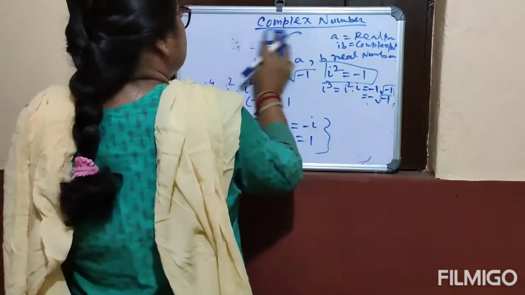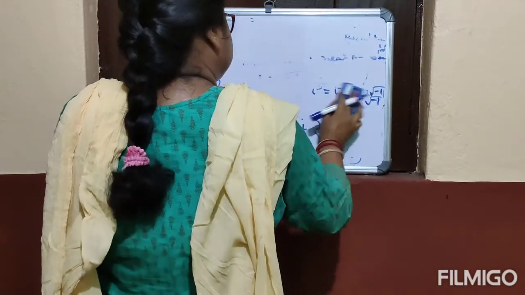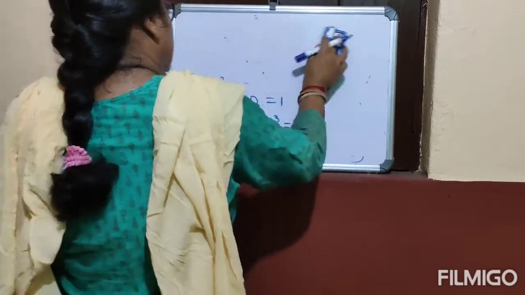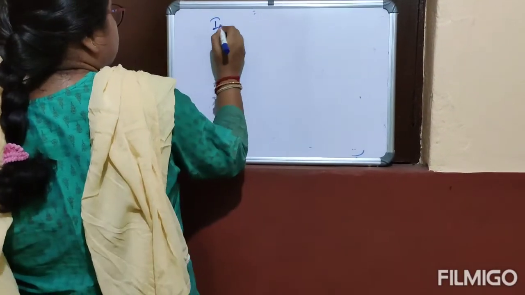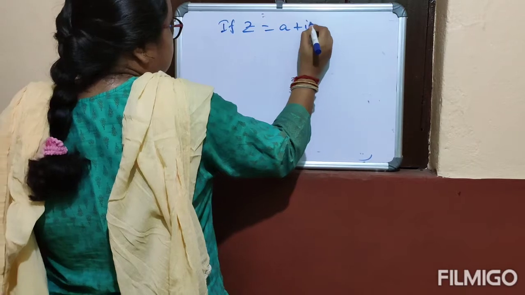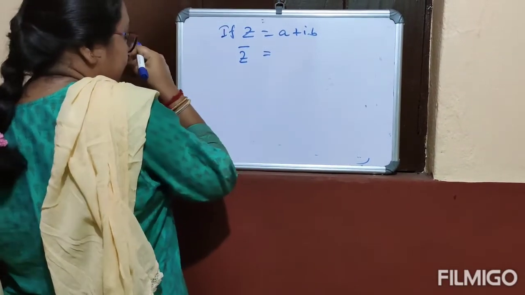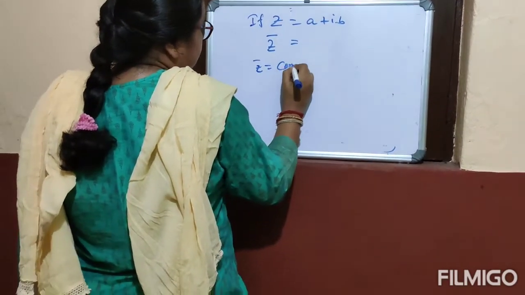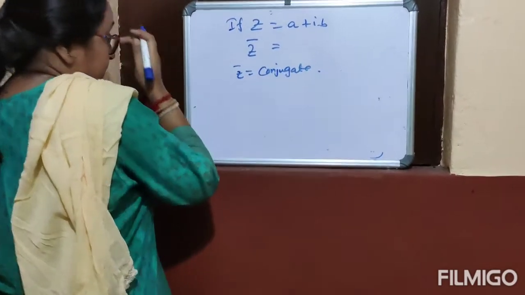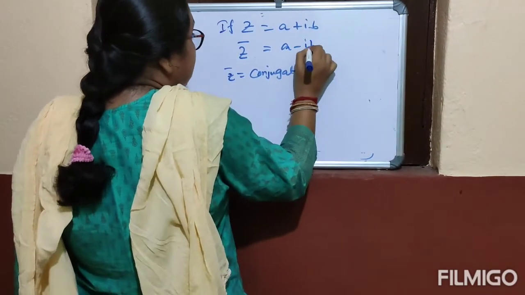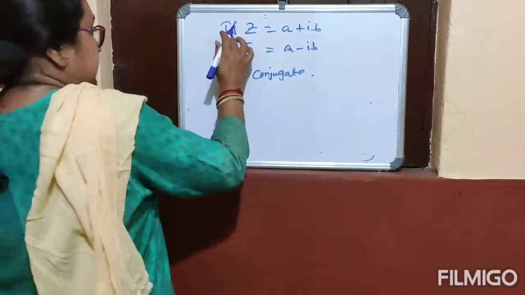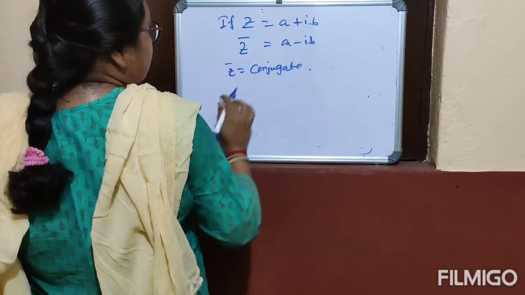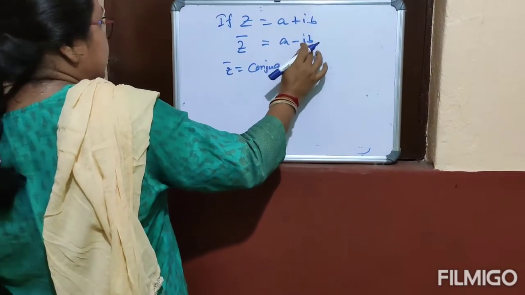Now, what is conjugate? If Z equal to a plus ib, what is Z bar? Z bar is equal to the conjugate. Conjugate means a minus ib. If the sign is opposite, this is called a conjugate. This is Z and Z bar is the conjugate. The value of Z bar is a minus ib.